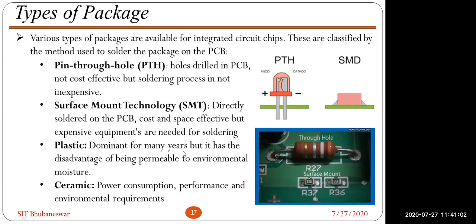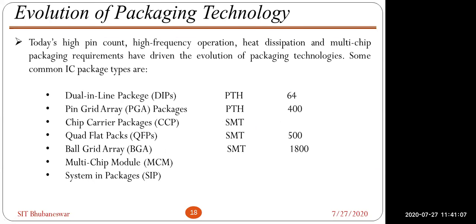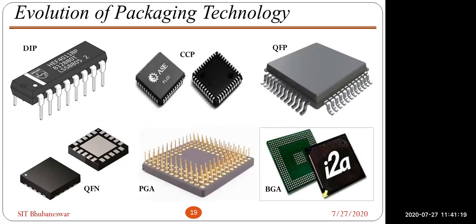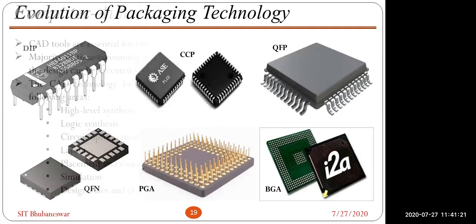The other thing is that plastic and ceramic packages are there, and the evolution of packages: dual in-line, then plastic leaded chip carrier, quad flat, QFN, QFP, ball grid array. All these packages are there in VLSI. So these are the packages. You can go through that.